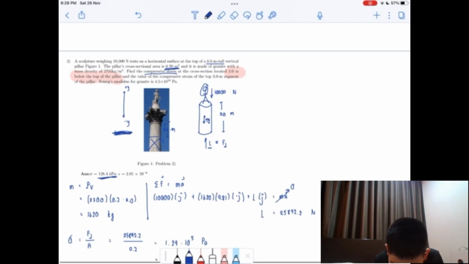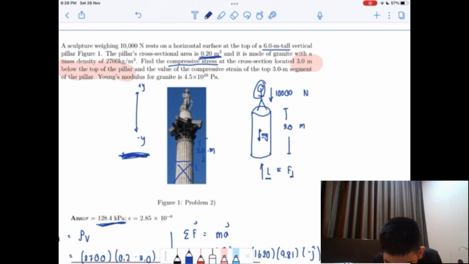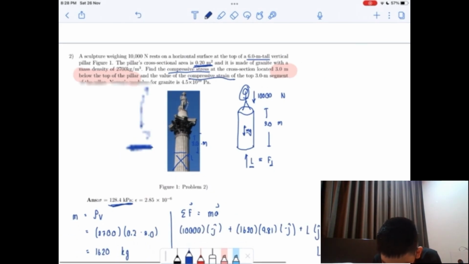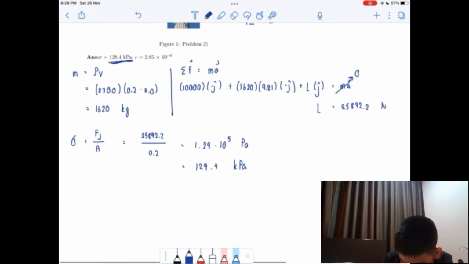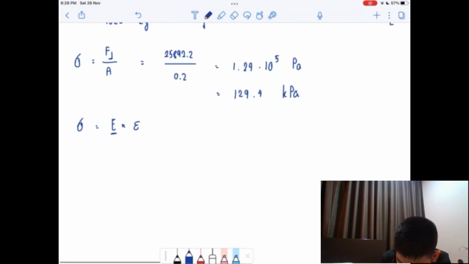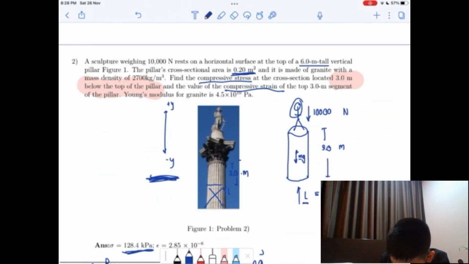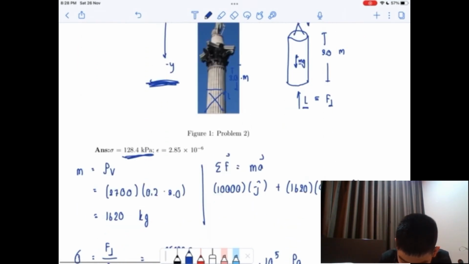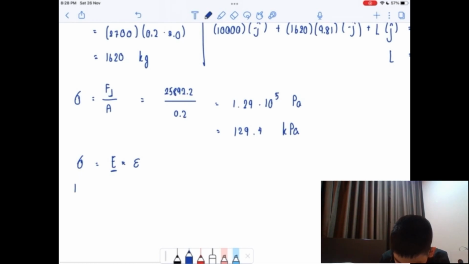Next, they want to find the compressive strain at the same section of this pillar. So we recall that stress equals Young's modulus E multiplied by strain. The problem gives Young's modulus as 4.5 multiplied by 10 to the power of 10 pascals. So we're just going to plug in these values.